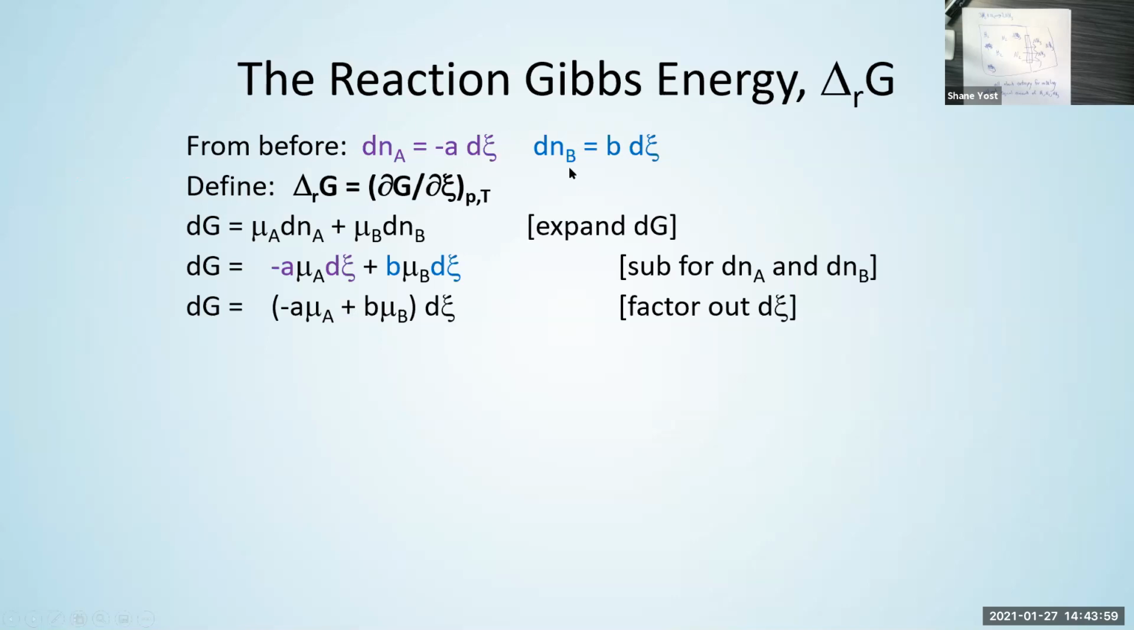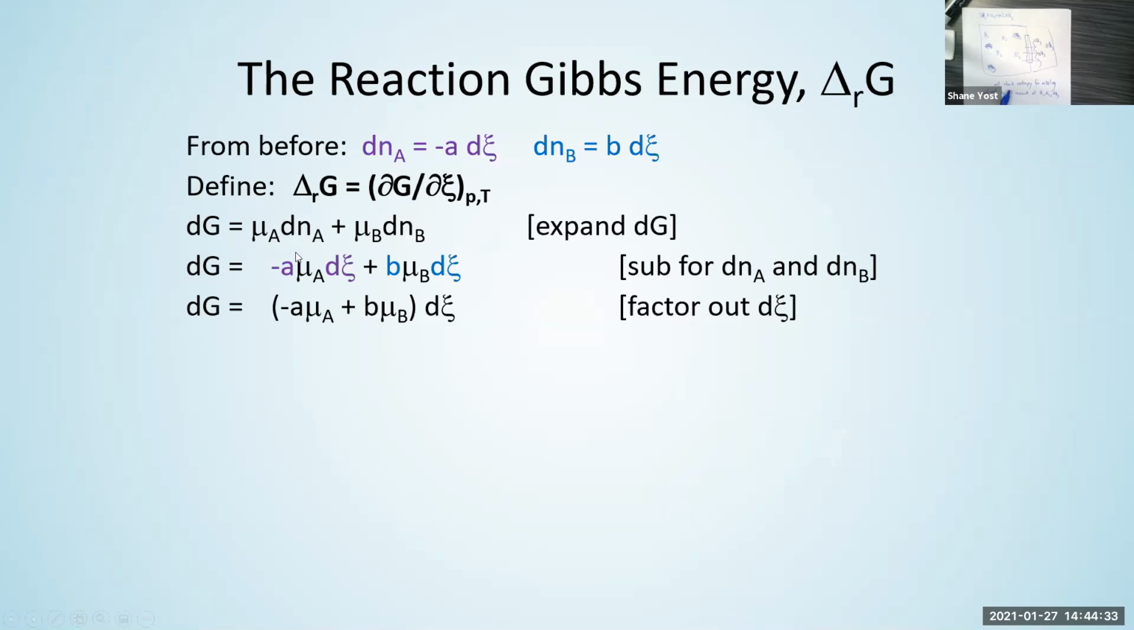And I'm going to define here the free energy change for the reaction as the change in free energy of the reaction with respect to the change in the extent of the reaction at constant pressure and temperature, right? So the subscript here means constant pressure and temperature conditions. Under these conditions, the only thing that's changing the free energy as this reaction is occurring is the change in number of moles of reactants and the change in number of moles of your products, right?